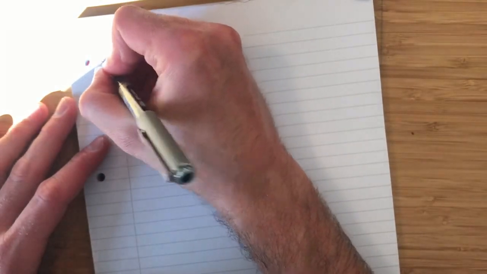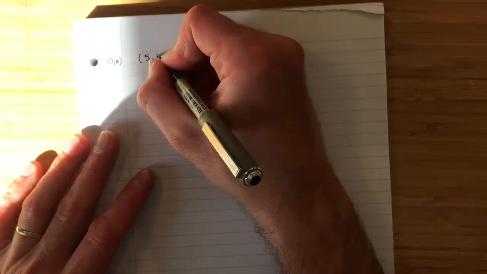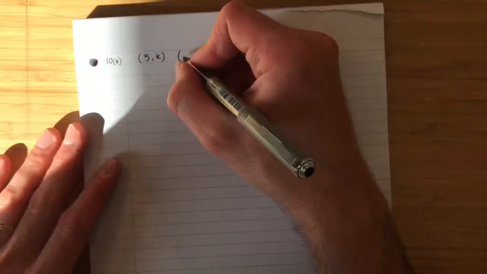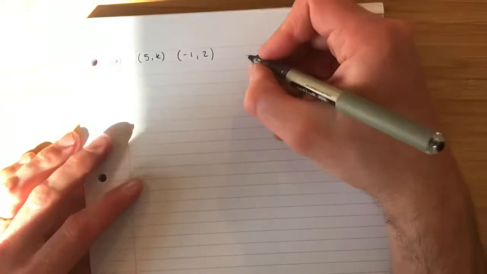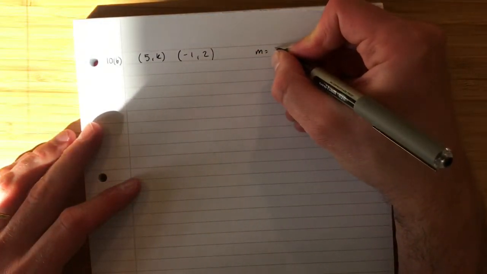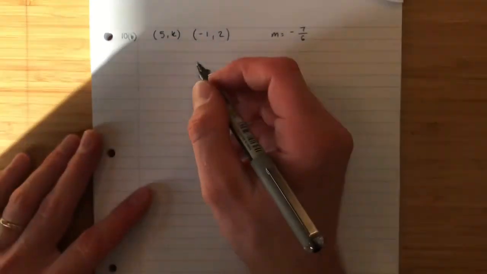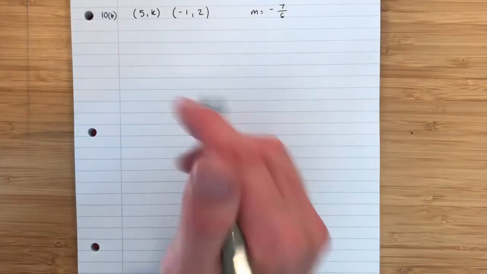So for 10b, I know that from 5k to the point, what did I say it was, negative 1, 2, so from 5k to negative 1, 2 there's a gradient of negative 7/6. Okay, well, I'm going to block that light out because that might hurt my video.